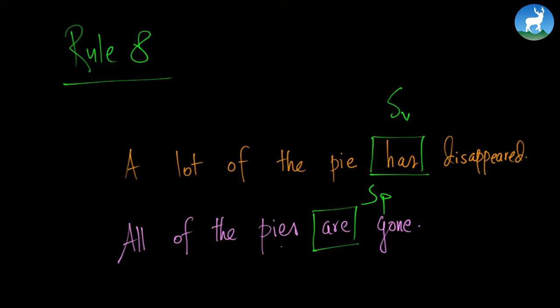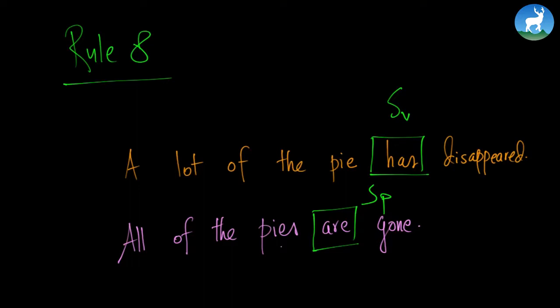With words that indicate portions, for example, a lot of, majority, some, all, rule 1 given earlier in this section is reversed. And we are guided by the noun after "of." If the noun after "of" is singular, use a singular verb.